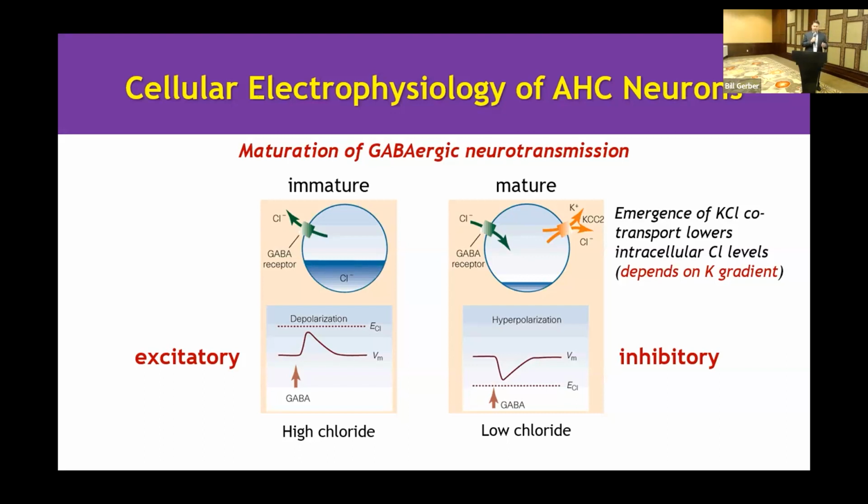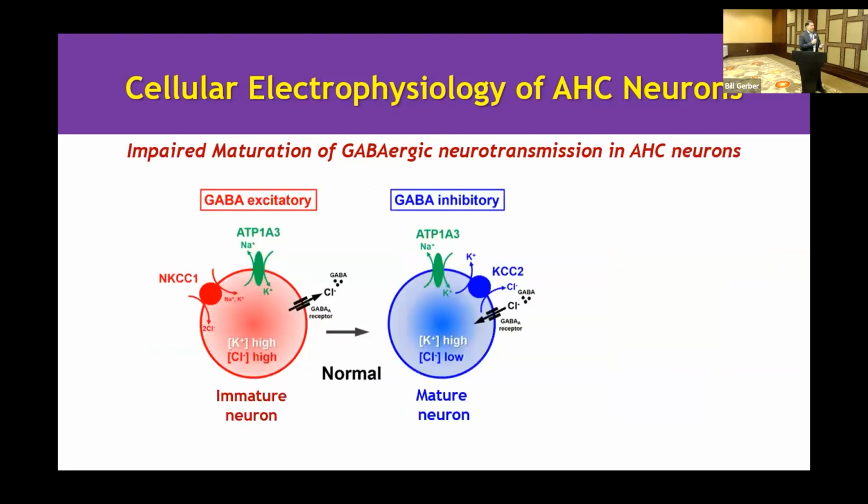During development of neurons, early on, GABA is an excitatory neurotransmitter, but as the neurons mature, GABA becomes an inhibitory neurotransmitter, which it will be throughout the life of the brain. So here's just the same diagram drawn a little differently. Again, immature neurons have high intracellular chloride and they're excitatory to GABA. But as the cells mature, they develop mechanisms to pump that chloride out, and now GABA is actually inhibitory with low internal chloride.